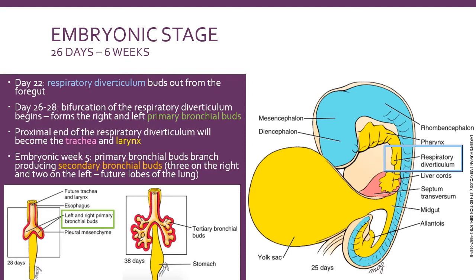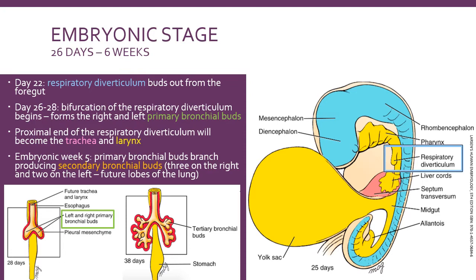So now you have your 2 buds, and then at week 5, they branch again. They branch differently based on which side they're on. On the right side, you form 3 secondary bronchial buds, whereas on the left side, you form 2 secondary bronchial buds. And those bronchial buds will define the lobes of the lung. So on the right side, you have 3 lobes, and on the left side, you have 2 lobes.